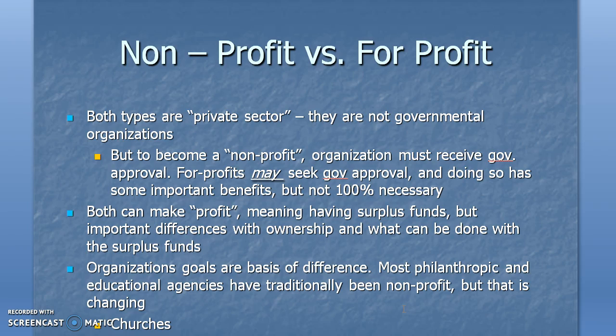For-profits, on the other hand, may seek governmental approval, and doing so has some important benefits, but it's not 100% necessary. So I sell records on eBay in my spare time sometimes. I don't have any legal auspice. I just do it. I have to pay my taxes and things like that. So to some degree, that's the auspice, if you will, or the basis of the auspice. But there are other types that can be very important.